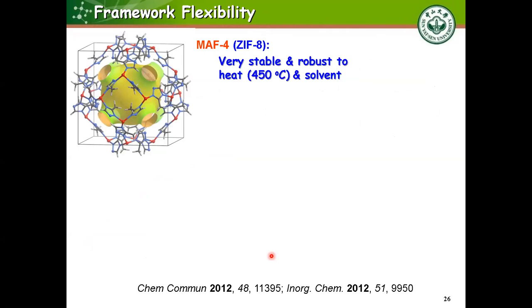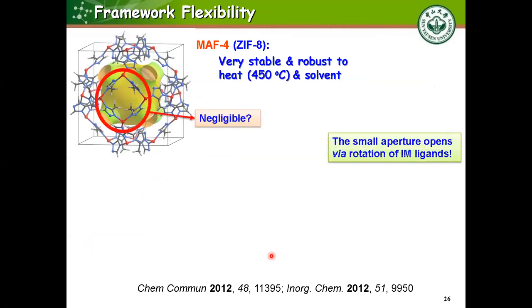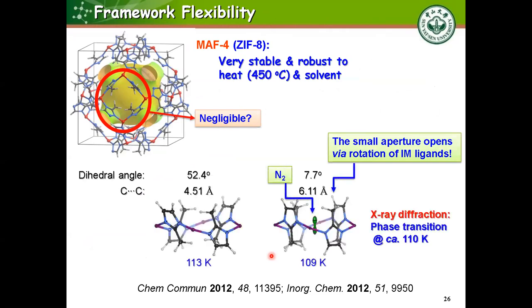Maybe it is not very well noted that even a very stable and very robust MAF may be flexible. For example, MAF-4 or ZIF-8 is very robust, and it was believed that gas molecules go into the cage through the 6-member ring, while the very small 4-member ring aperture is negligible. In fact, we directly observed the flexibility by single-crystal crystallography and Raman spectroscopy, and found that the rotation orientation of the imidazole ligand can change at different temperatures and allow the entering of nitrogen molecules through the 4-member ring aperture. Therefore, the very small aperture is not negligible.